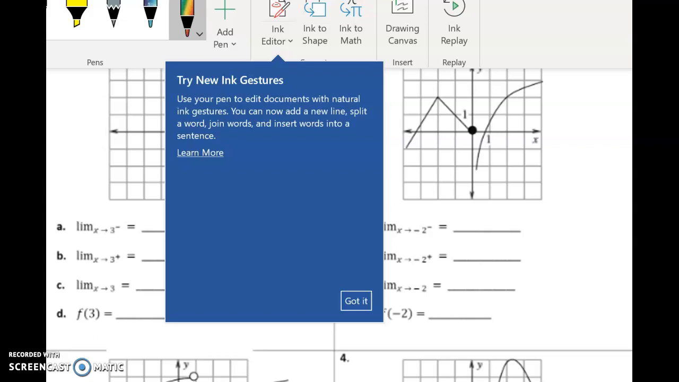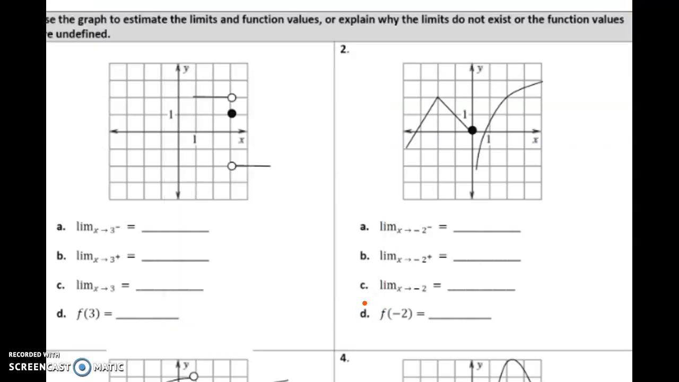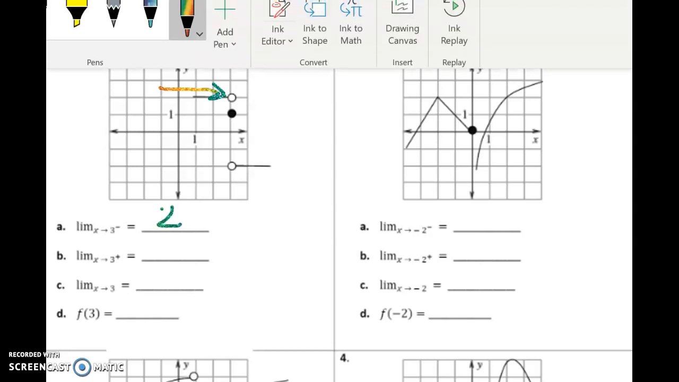I'm going to take my pen here, and it says find the limit as x approaches 3 from the negative side. So if we look at this function as x is approaching 3, 1, 2, 3, from the left side, my targeting value looks like I have a targeting value of 2. I'm going to change my pen to blue.